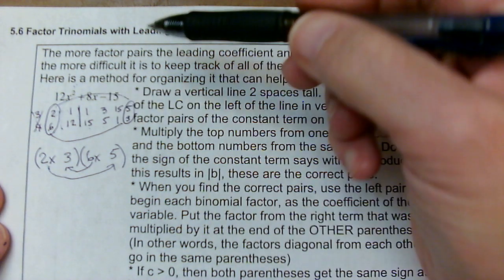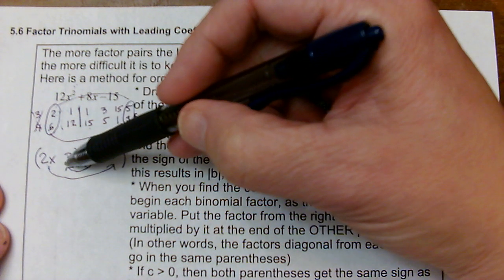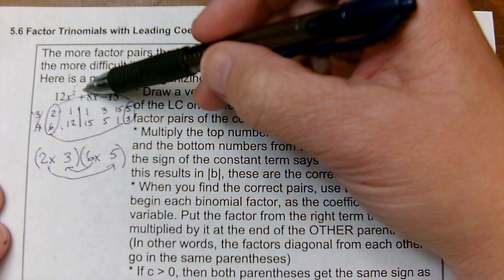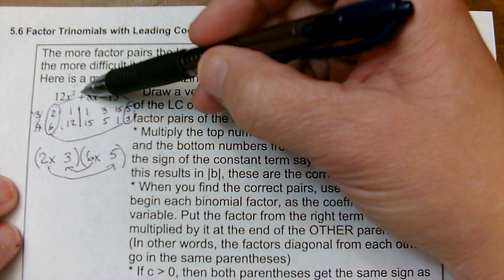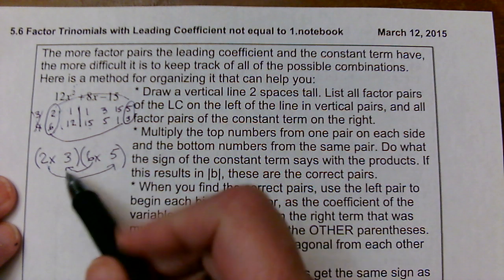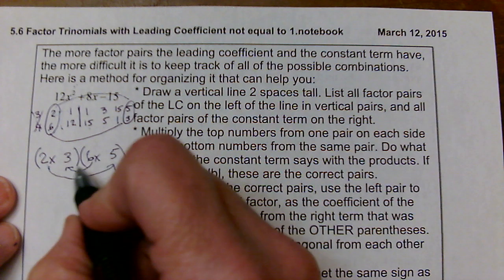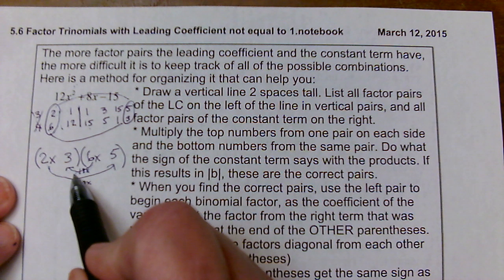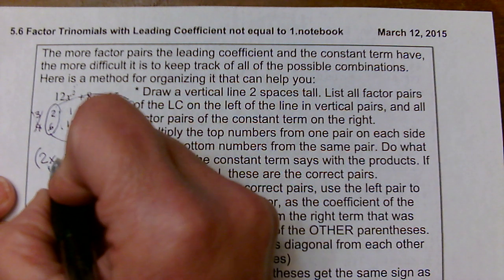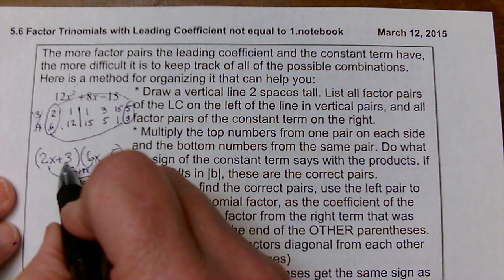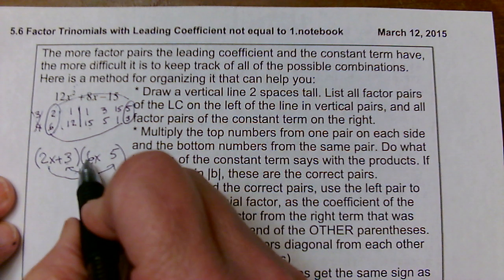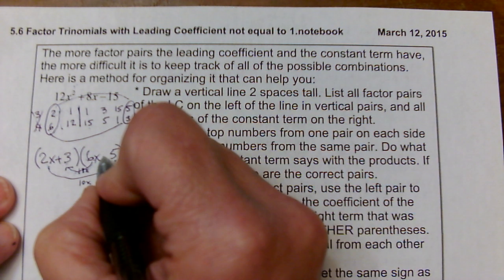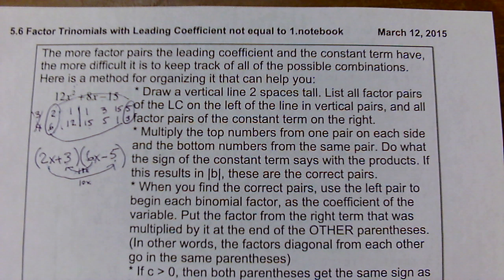Now we look at the sign of the constant. It was negative, so that means these two parentheses are going to get different signs, and the bigger product has to get the same sign as the middle, so the bigger product has to be positive. Well, our outer product is 10x, and our inner product is 18x. So since our inner product is bigger, we need to put the positive sign on the number here that makes that positive. You never want to put the sign in front of the first term, always in front of the second term. And since the signs were different, that means this one has to be subtraction.